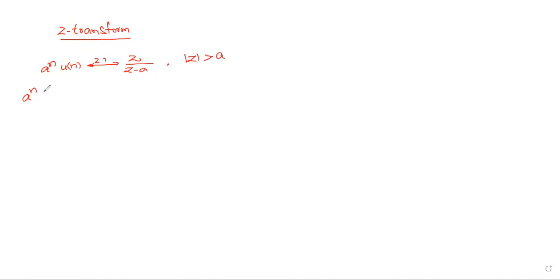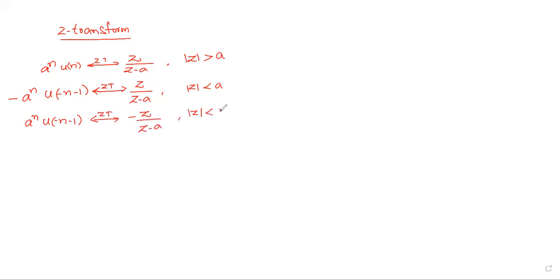A power n, u of minus n minus 1. Here, there is a confusion, sir. Sometimes you told minus, sometimes you are telling plus. That is, both are the same only, right? So the Z transform is z by z minus a, mod z is less than a. Sir, if I am writing a power n, u of minus n minus 1, so what is the Z transform? This minus will come this side, that's all. Minus z by z minus a, where mod z is less than a. So don't confuse between these two, both are the same.